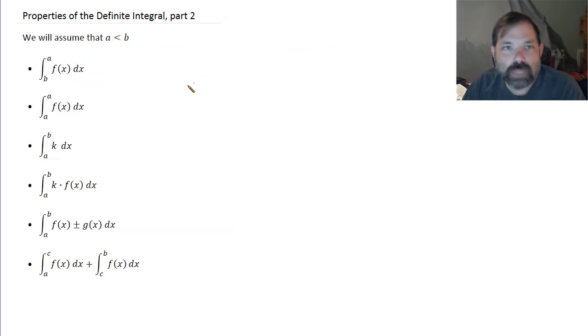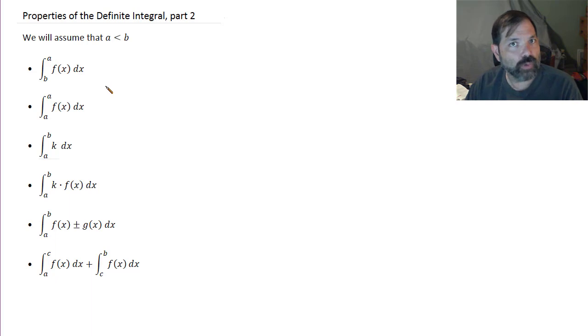All right, so now let's talk about some more properties of the definite integral. For these properties, let's assume now that a is less than b. So if a is less than b, now what if we have the integral from b to a of f of x dx?